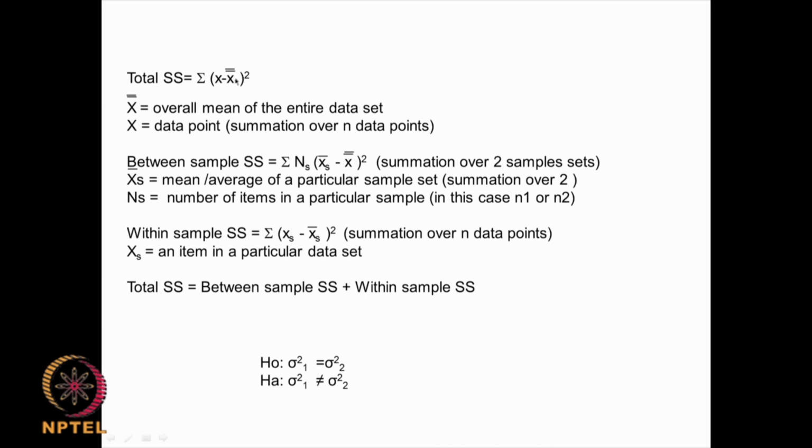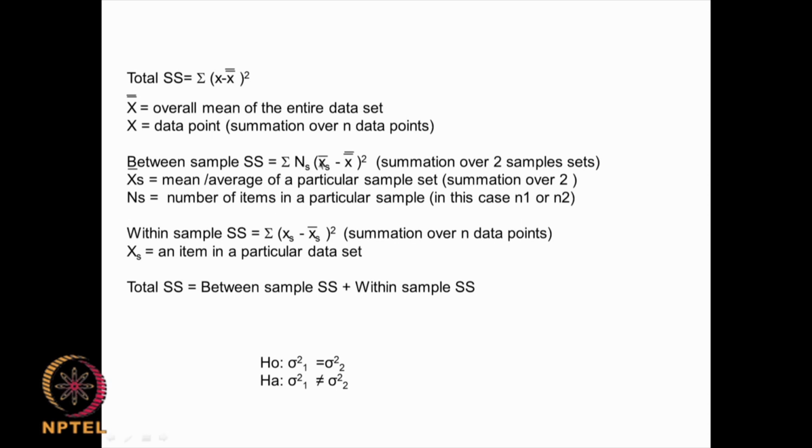That means you calculate the overall mean of the entire data set and then you subtract it from each of these data points. Now there are 6 data points; subtract, square it, and that will give you the total sum of squares, and the degrees of freedom is 5 because there are 6 data points. Understand? Now between samples we have 2 samples, one is the male, the other is the female.